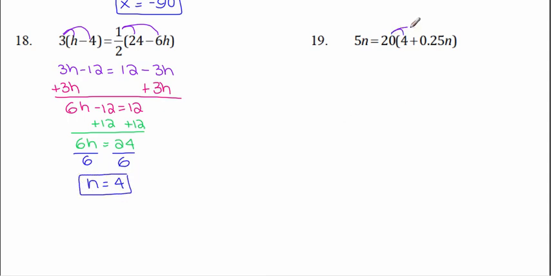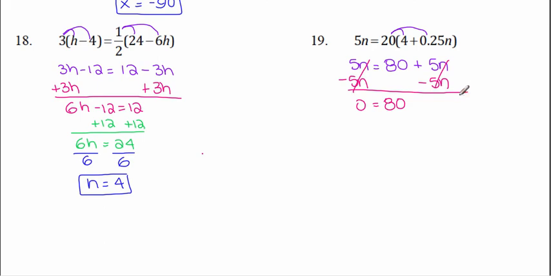Example number 19, I'm going to go ahead and distribute my 20. Now I'm going to get my variables to one side, so I'm going to move this 5n over to the left. When I do that, my variables cancel on both sides, which means this is a special case. So I take a look at what I have left, and 0 does not equal 80, so there is no solution here.